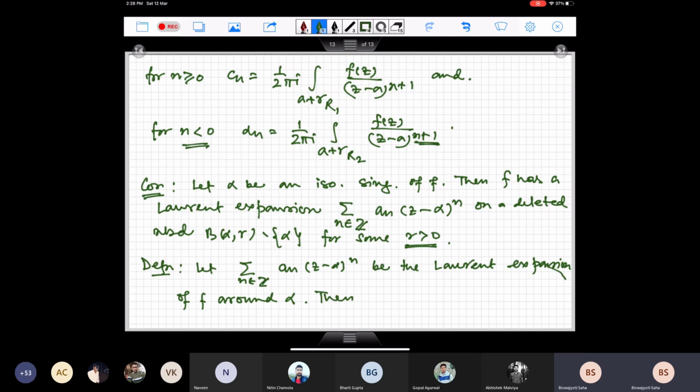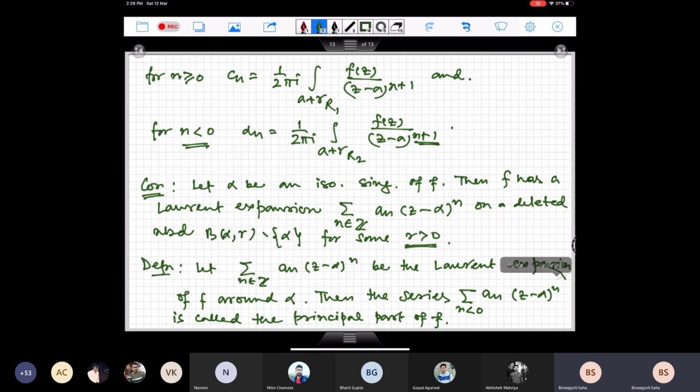Then I have two things. Then the series, summation n less than 0, a_n (z minus alpha) to the power n. So I have this part with negative exponents. This part is called the principal part of f. Okay, so why principal part? Because this is the part which is going to determine the type of singularity that alpha has. So that's the main part, which is why this is called the principal part.